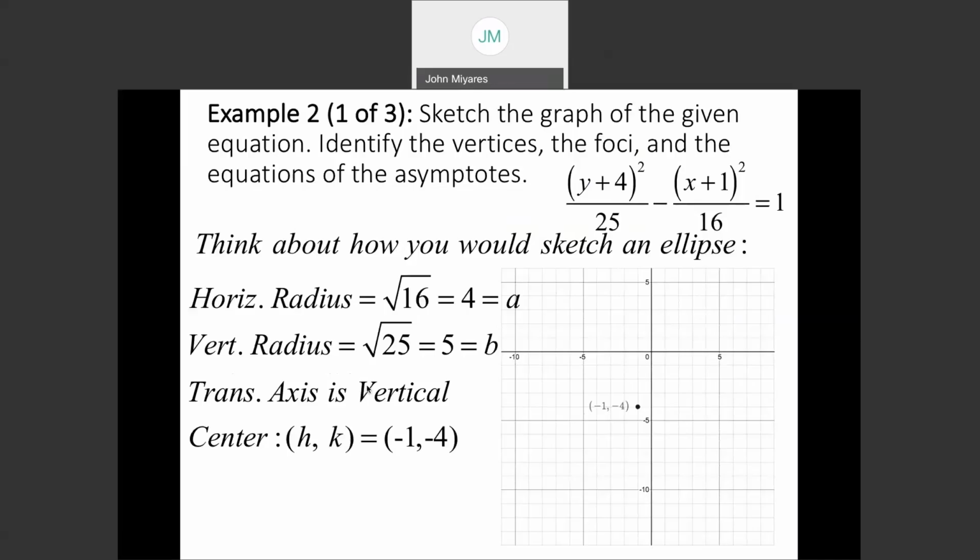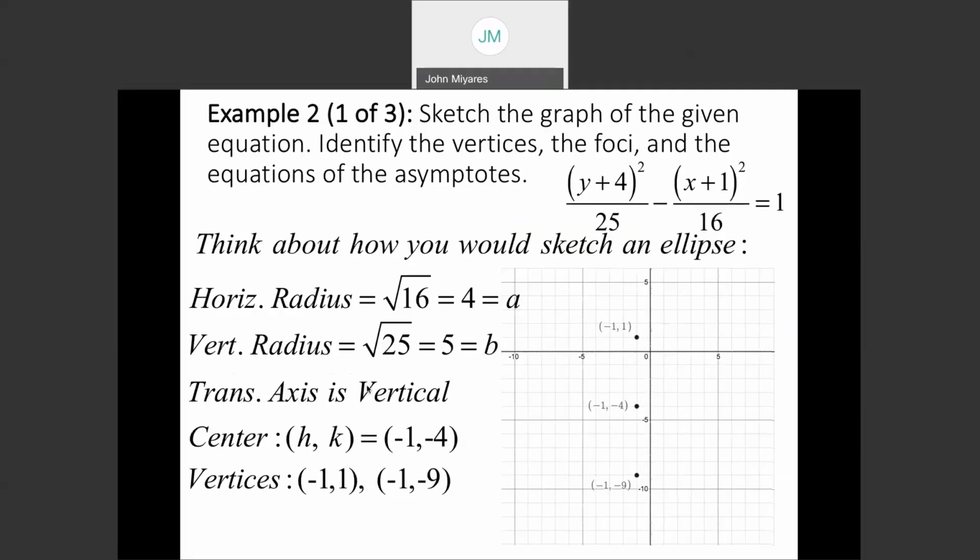So now we have our center point plotted here. Next, we have to plot the vertices, which are going to be 5 units above and below the center point, because, of course, the hyperbola is opening up and down. That places the vertices at the points (-1, 1) and (-1, -9).